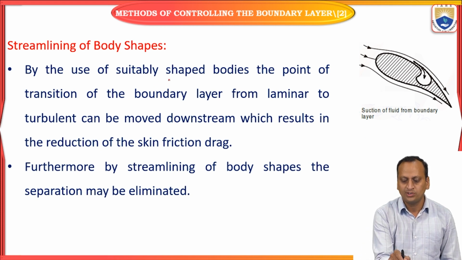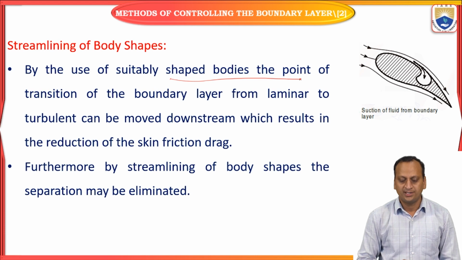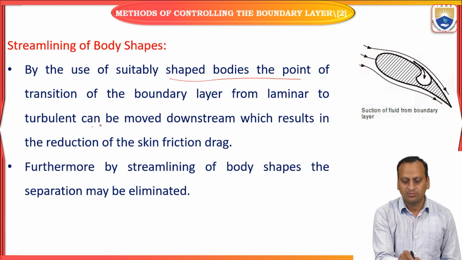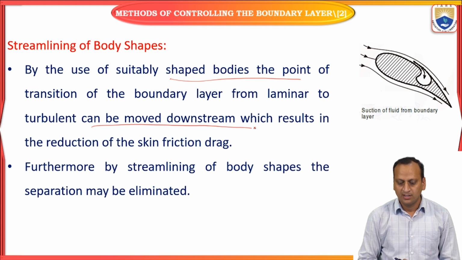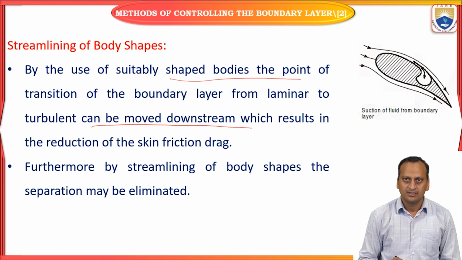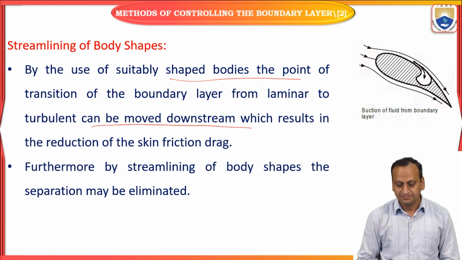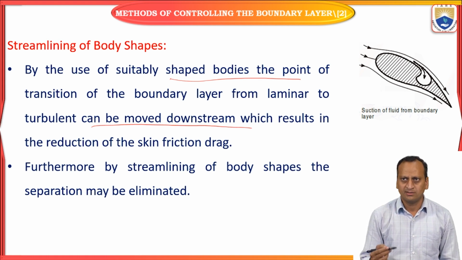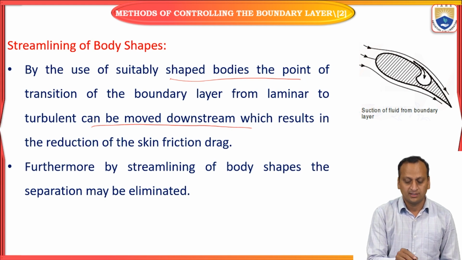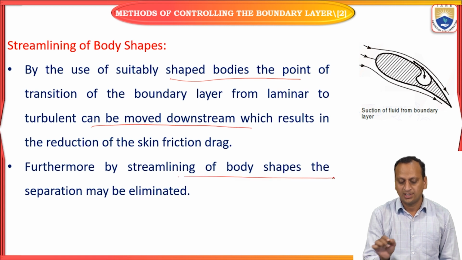By the use of suitably shaped bodies, the point of transition of the boundary layer from laminar to turbulent can be moved downstream, which results in the reduction of the skin friction drag. So this is one of the methods, by making the bodies streamlined. Therefore we can avoid the skin friction drag also. Furthermore, by streamlining of body shapes, the separation may be eliminated.